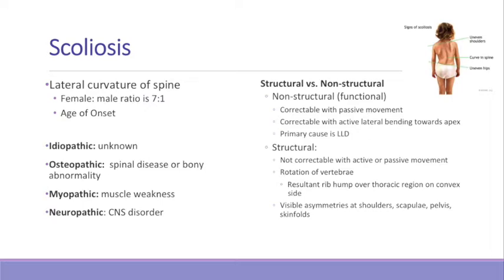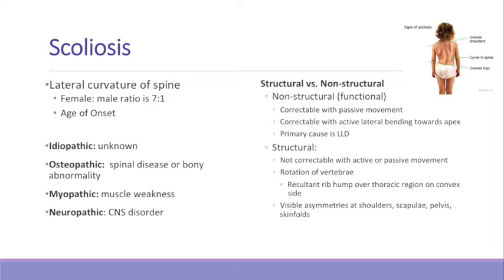The etiology of scoliosis. Scoliosis can be classified in a few ways. 80% of the cases are idiopathic, while osteopathic is a result of spinal diseases or bony abnormalities. Myopathic is a result of muscular weakness, and neuropathic is a result of central nervous system disorders. The age of onset determines the subset classification.